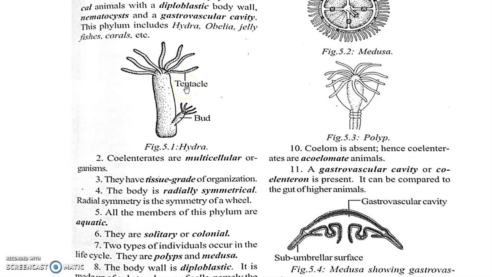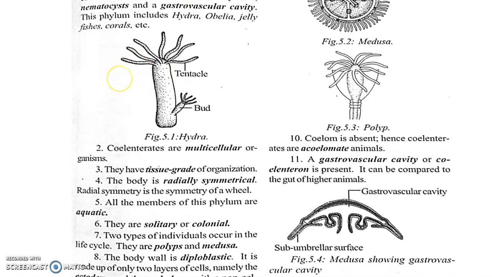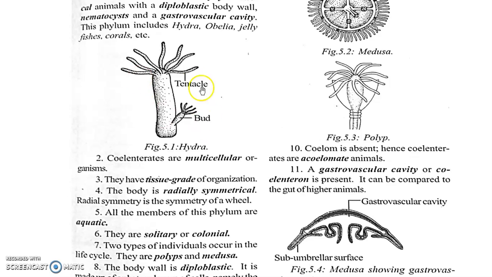In case of protozoan, they are single-celled organisms. The whole body is one cell. But in Hydra, there is a group of cells, called a multicellular organism.